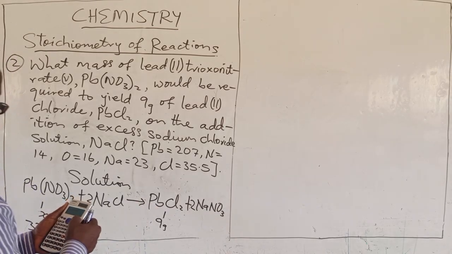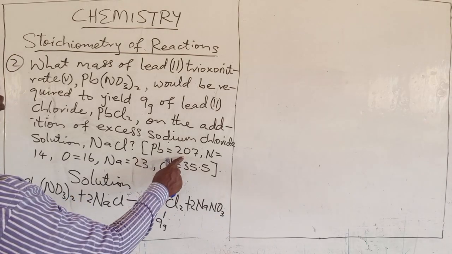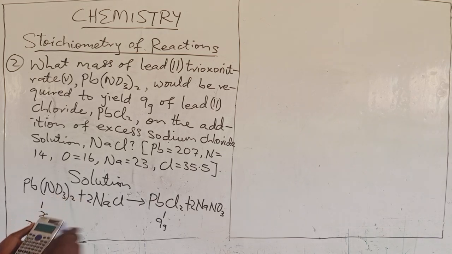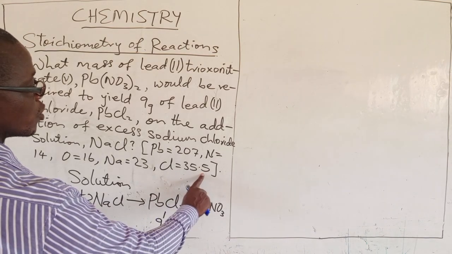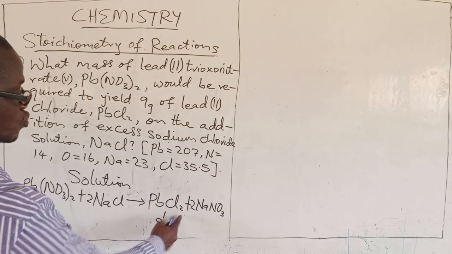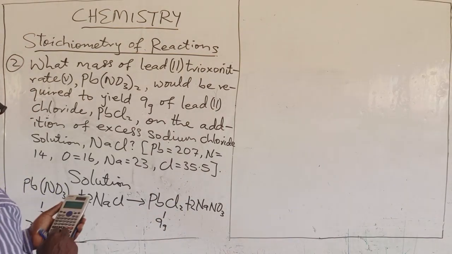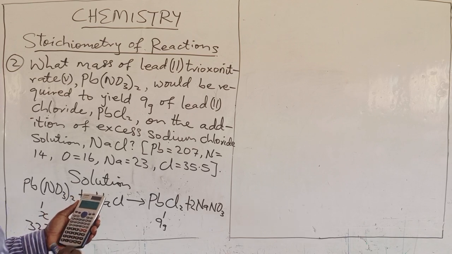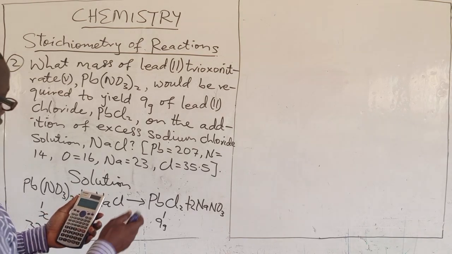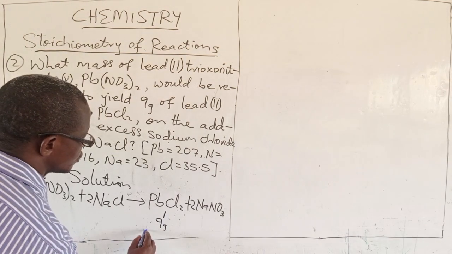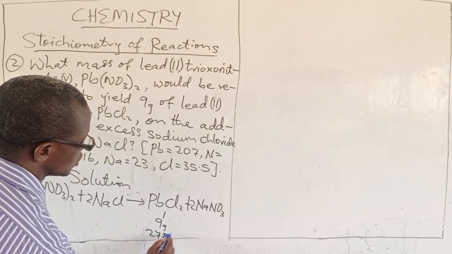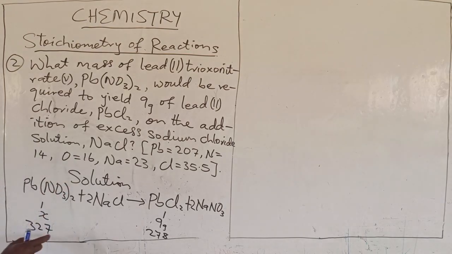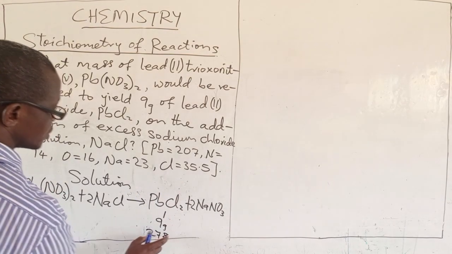This is what? 207 plus 35.5 times how many? 2. That's 71. So plus 71. 278. Okay, so the molar mass of this is this. The molar mass of this is this.